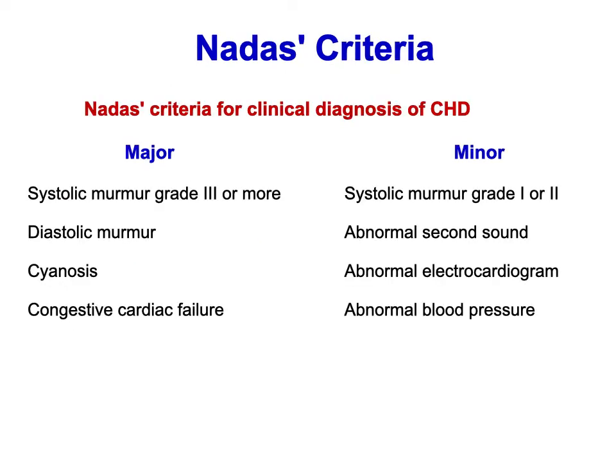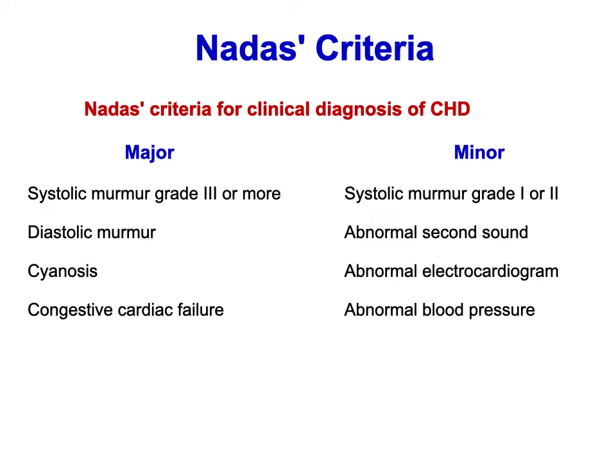And here comes Nadas criteria for clinical diagnosis of congenital heart disease. Remember, these are clinical diagnostic clues. Major criteria include systolic murmur of grade 3 or more, diastolic murmur, cyanosis, and congestive cardiac failure. Minor criteria include systolic murmur grade 1 or 2, and then abnormal second heart sound, abnormal ECG, and abnormal blood pressure.